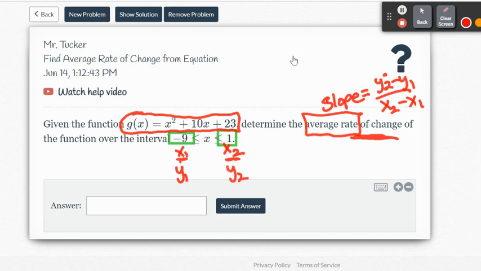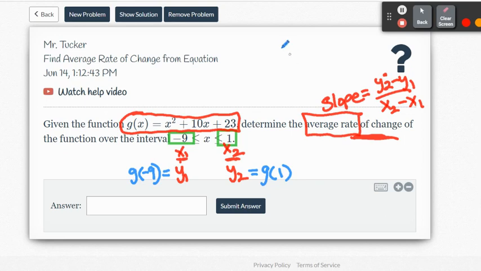To get those, I need g of -9 to get my y1. To get my y2, I need g of 1. And that'll produce the values that I need so that I actually can use the slope formula. So the whole thing is you're given an interval. The interval just tells you your x1, x2. And they're basically asking us to find the y values.